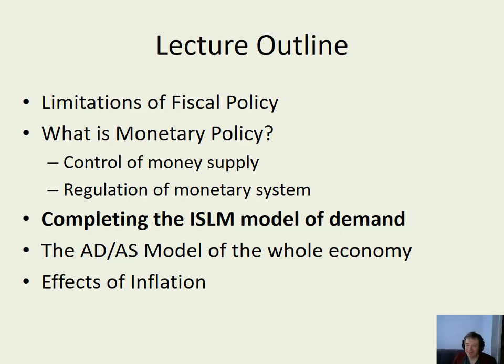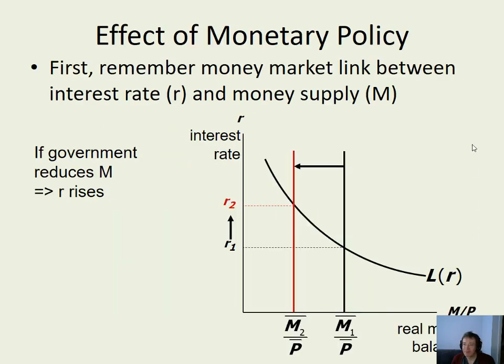Now we turn to completing the IS-LM model of demand that I started in the fiscal policy lecture, by looking at how we apply that to monetary policy as well. In order to understand this, you've got to remember this money market link between interest rates and money supply. Here's the equilibrium between the fixed money supply, fixed by the central bank, and the demand for money, affected by the interest rates.